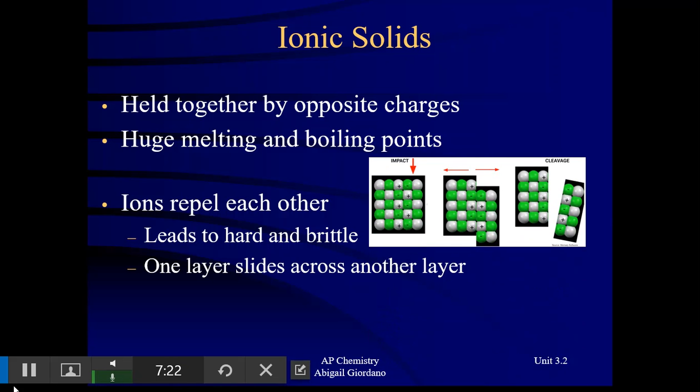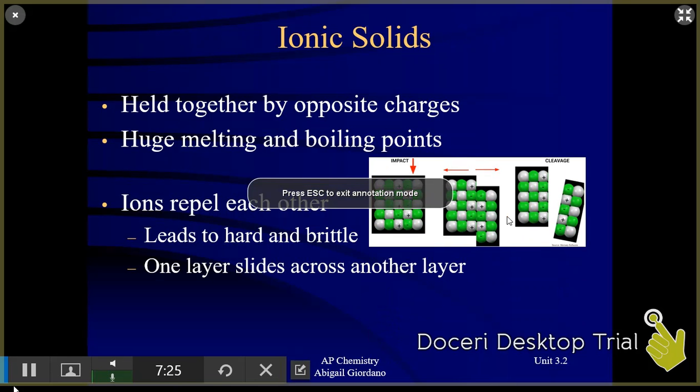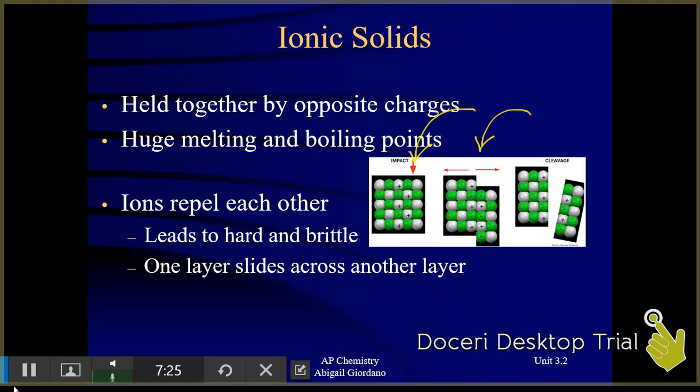I know this is a little bit hard to see, it's kind of small, but if you make an impact, like you hit a chunk of NaCl with a hammer, that's going to cause these ions to shift in this picture right here. And if you'll notice, let me change color.